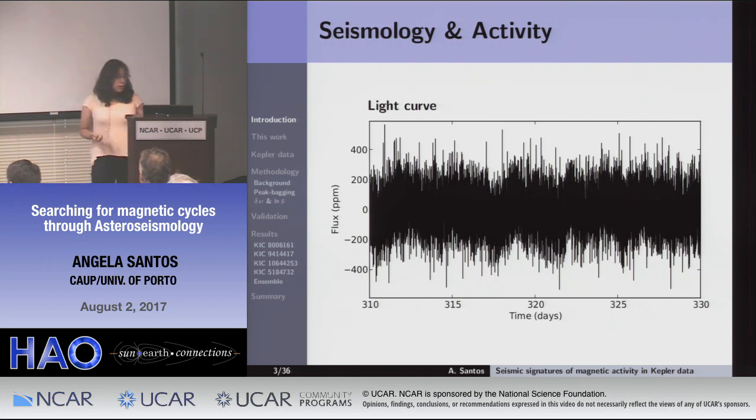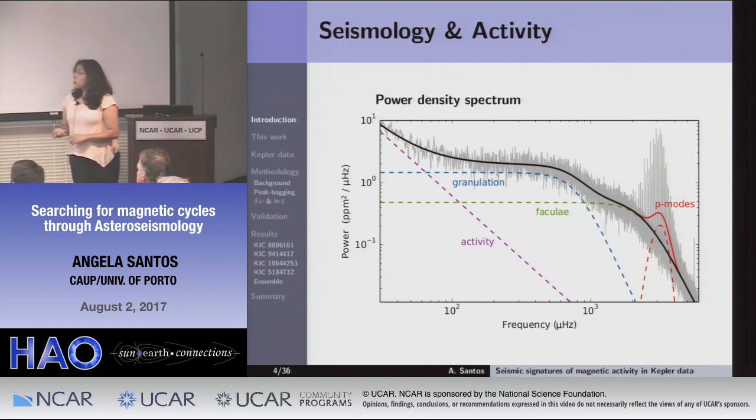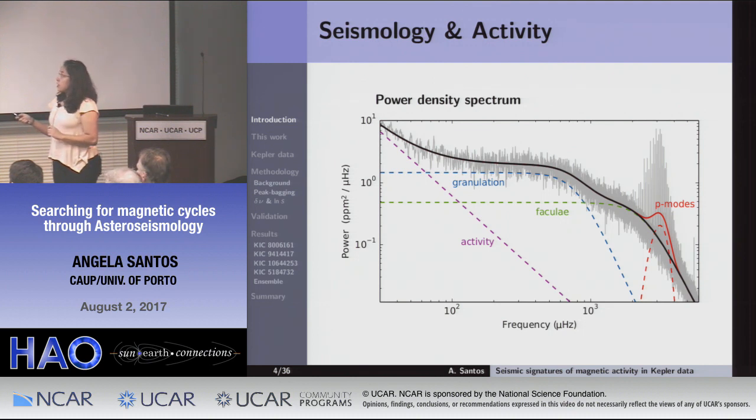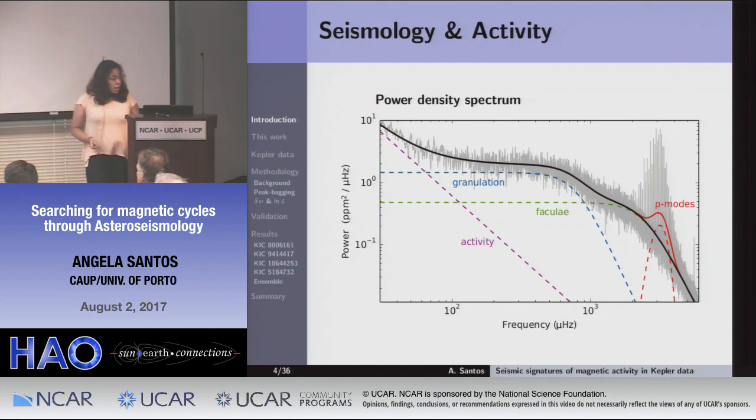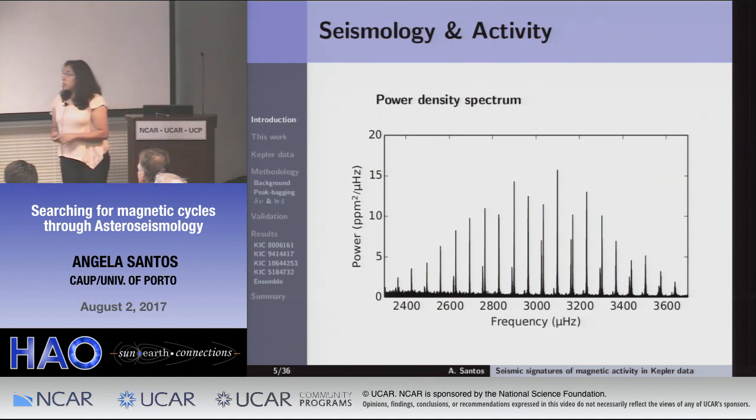And to better identify the different contributions to the brightness variations, we usually study the power spectra of the light curves. So this is the power spectrum of the solar light curve, and I will come back to this later. We have different components that contribute to the brightness variation, but for now I want to focus on this bump here, and this corresponds to the p modes, the acoustic modes of the Sun. And if we zoom in on this frequency range, this is how the p modes look for the Sun.